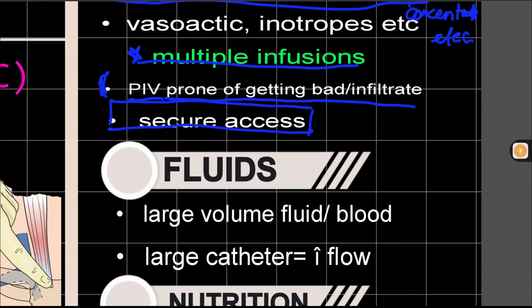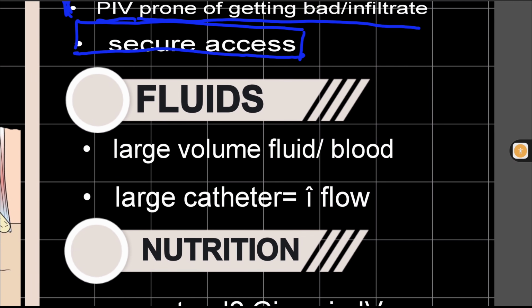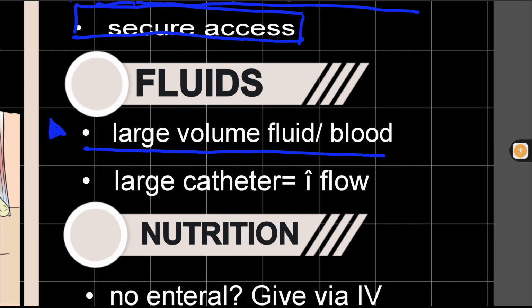Now let's proceed. Fluids. Now listen up. Large volume of fluid and blood. Definitely when you have a central line, you can administer large volume of fluid and blood. Let's say your patient is going to receive massive blood transfusion, because there's extreme blood loss and you want to replace that blood right away. Having a central line gives you ease of access in delivering that blood right away. Ease of access.